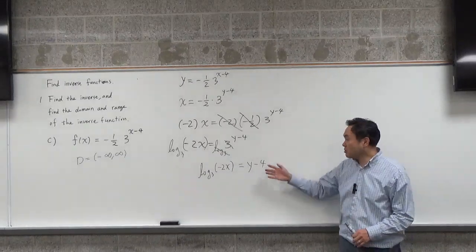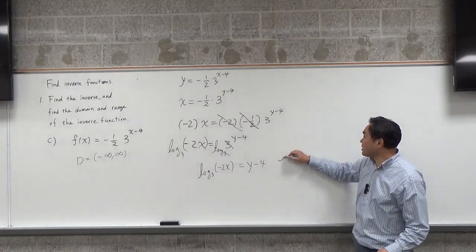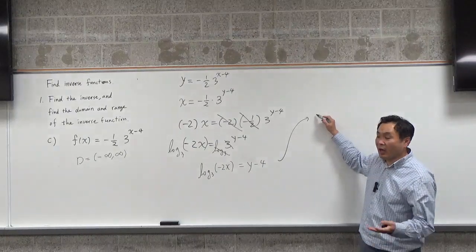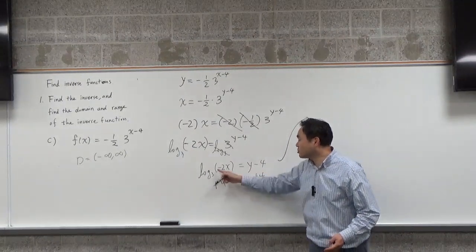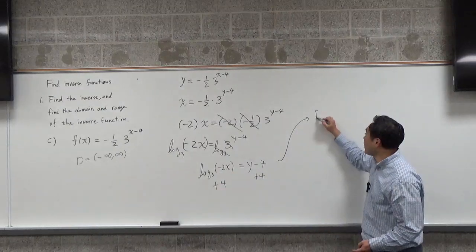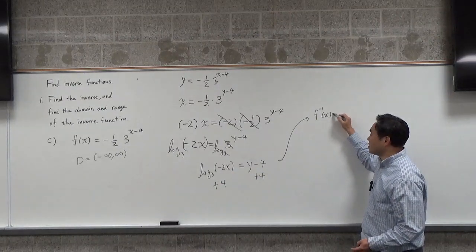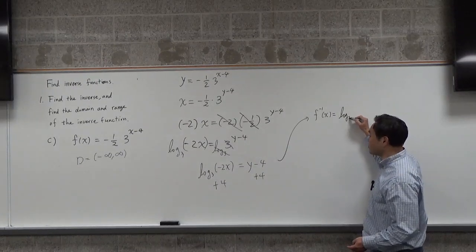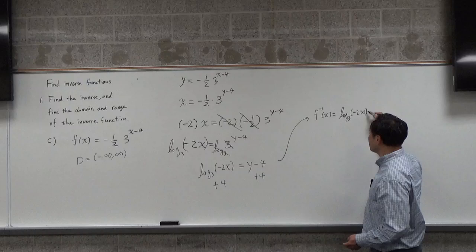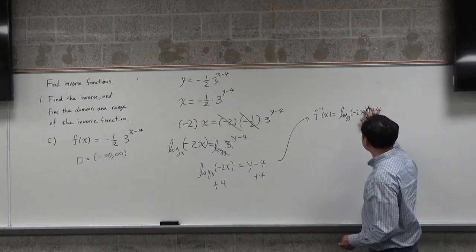Now you're almost there. How do you solve for y now? Add 4 both sides, right? Then you get y equals this plus this, which means f inverse of x is now log base 3 of negative 2x plus 4.